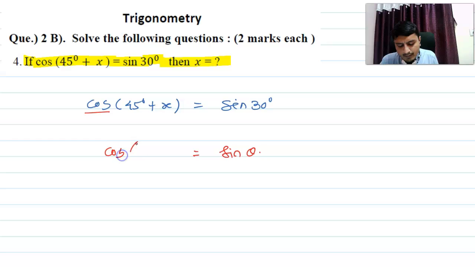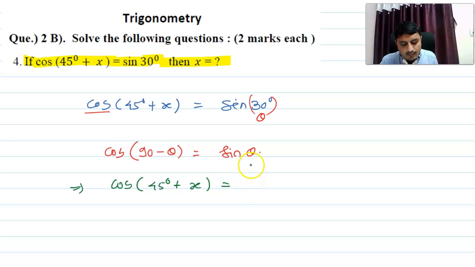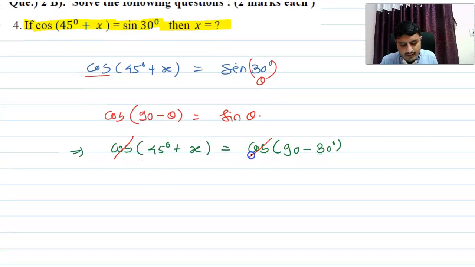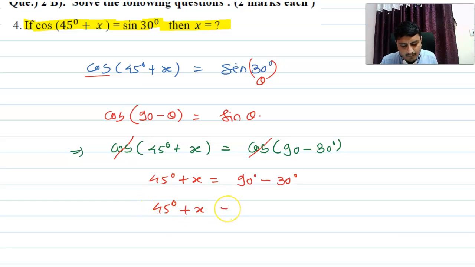As per the complementary angle formula, as is well known, cos of 90 minus theta becomes sin theta, where here the theta value is 30 degree. So we are getting cos of 45 degree plus x equal to sin of 30 degree, which in terms of the cosine ratio is cos of 90 minus 30. So cos from both sides gets cancelled, and we are getting 45 degree plus x equal to 90 degree minus 30 degree. Now 90 degree minus 30 degree gives 60 degree.